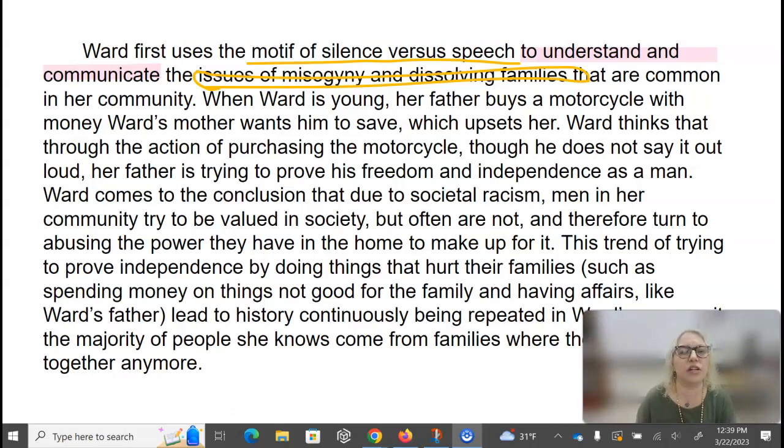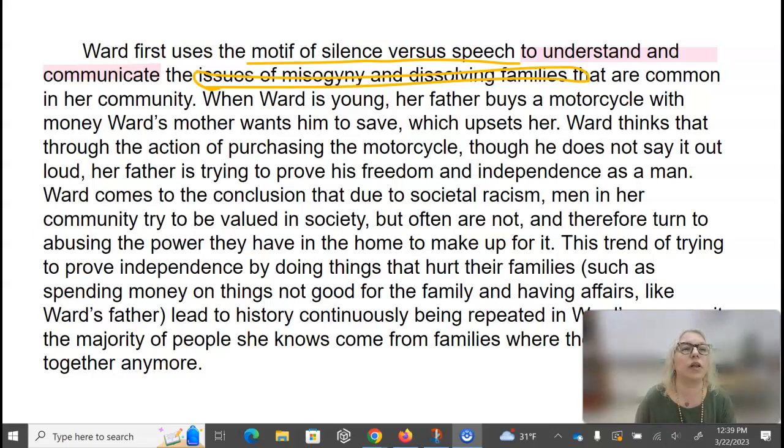Okay, so now here's her example. "When Ward is young, her father buys a motorcycle with money Ward's mother wants him to save, which upsets her. Ward thinks that through the action of purchasing the motorcycle, though he does not say it out loud, her father is trying to prove his freedom and independence as a man. Ward comes to the conclusion that due to societal racism, men in her community try to be valued in society but often are not, and therefore turn to abusing the power they have in the home to make up for it." Okay, so up here, this is where she's talking about the sample that we just saw on the page prior, right?